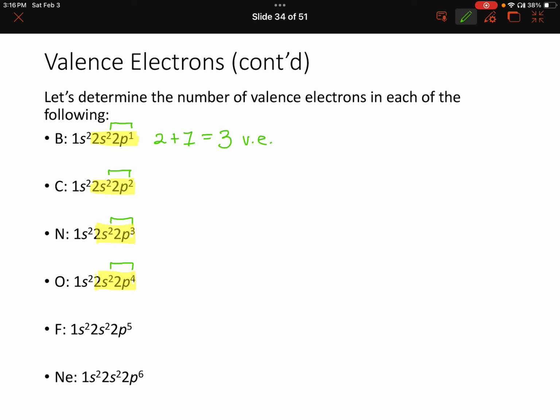So for example, carbon will have 2 plus 2, 4 valence electrons. Nitrogen will have 5 valence electrons. Oxygen will have 6. Fluorine will have 7. And neon will have 8. So again, this is going to really help us better understand how atoms are interacting with each other when they react. So I'm going to stop there today.